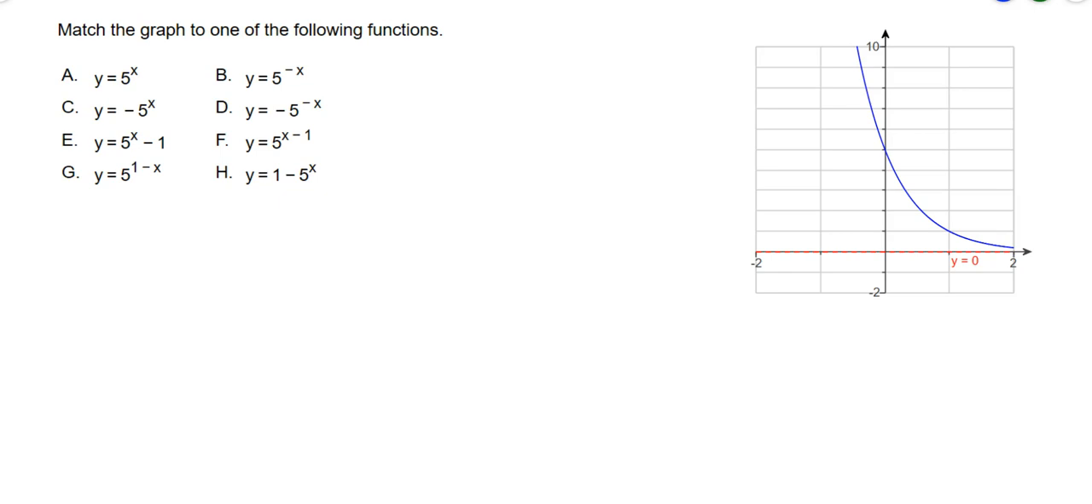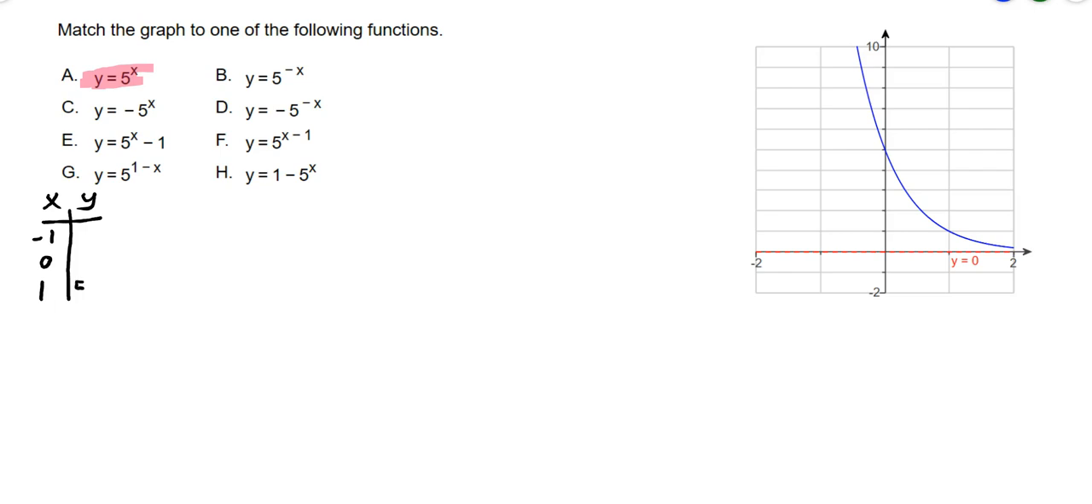These are all exponential functions, all transformations of the same base function, 5 to the x. So I want to start by just getting a sense of what the base function looks like of 5 to the x. I can do that by making a chart. I'm going to substitute in -1, 0, and 1.